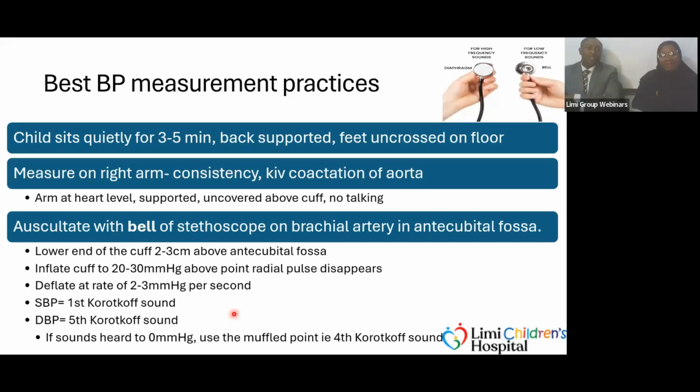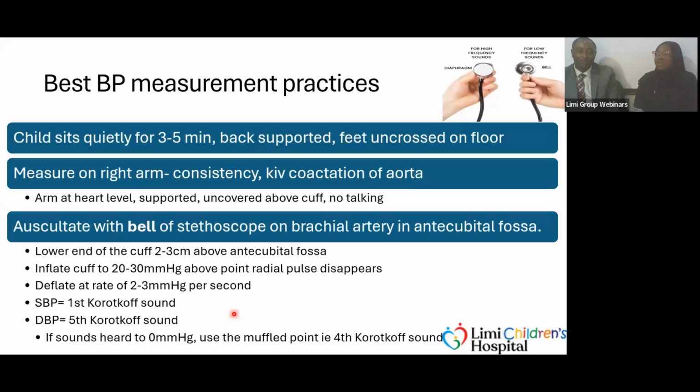Yeah. So the arm is supposed to be at the heart level. Yes. And it should be supported on something, so not on the table like this. Yeah. So we see people taking blood pressure standing up with the electronic BP machine there, with their hand like this. Oh, no. It has to be on the bare arm. Yes. So all the clothing should be removed. Then no talking. No talking.